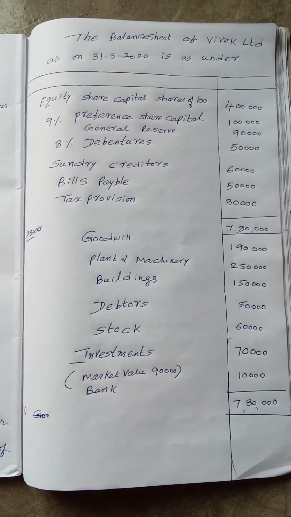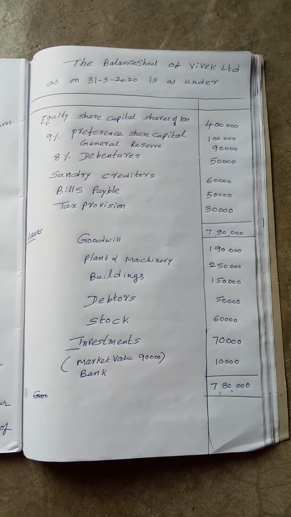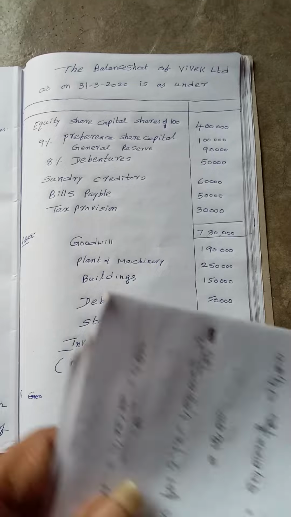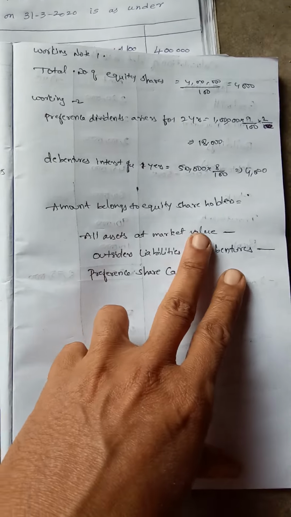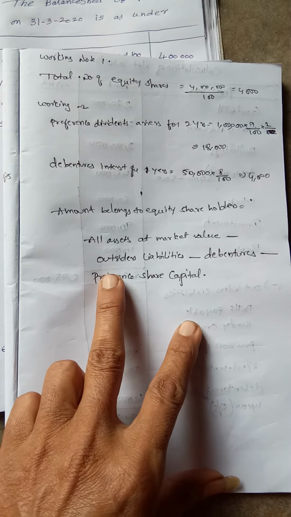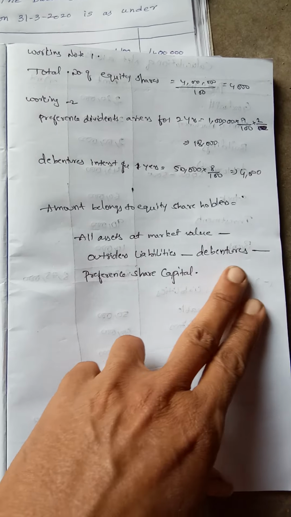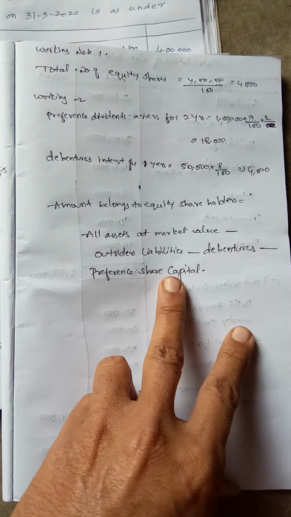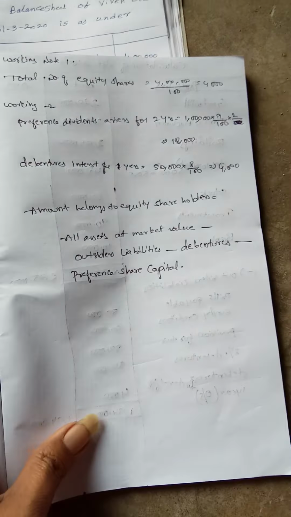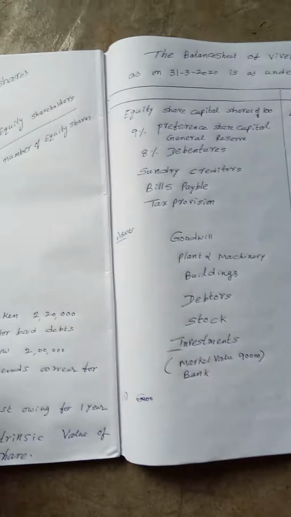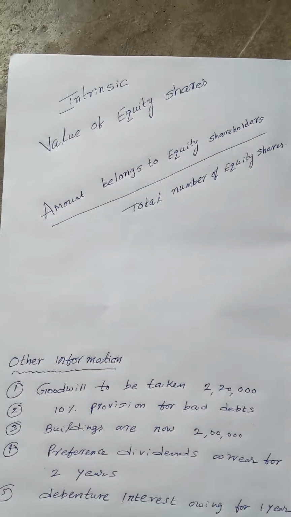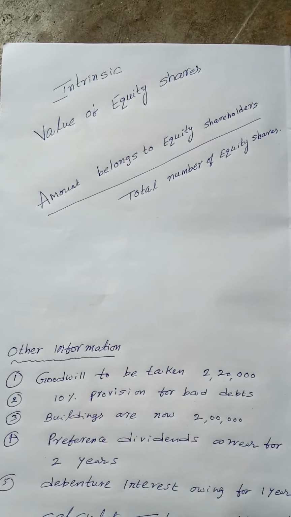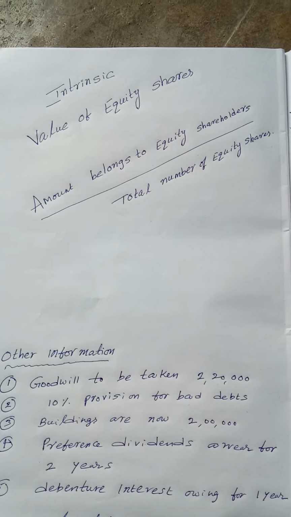Net assets is equal to all the assets less debentures less preference shareholders' claim. All assets should be taken at the market value, minus outsider liabilities, minus debentures, minus preference shareholders' claim. This is what I am going to do. Here the formula is: intrinsic value or normal value of an equity share is equal to the amount belonging to equity shareholders divided by the total number of equity shares.